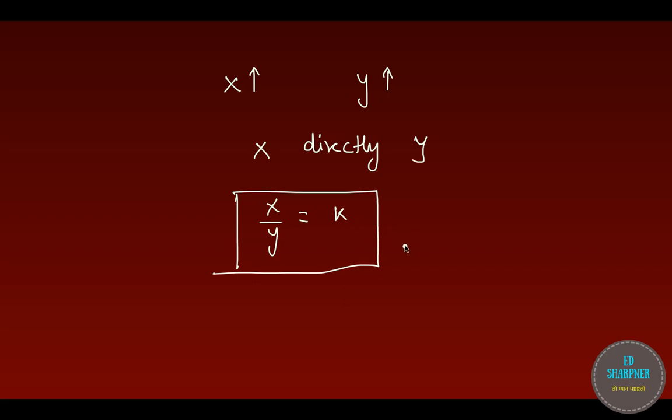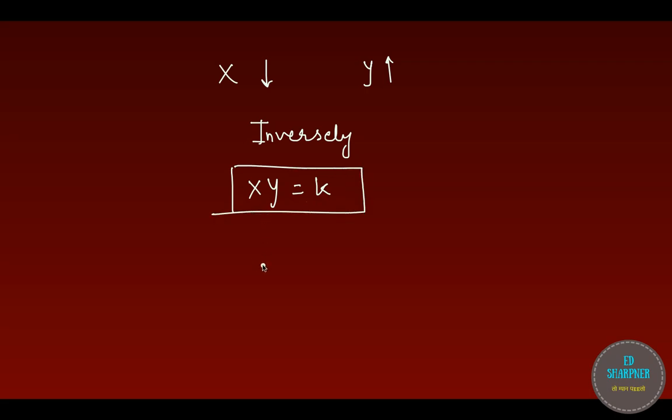If X decreases when Y increases, you say X and Y are inversely proportional, alright, and then you can write X times Y equals some constant. This is the definition of two things being inversely proportional.